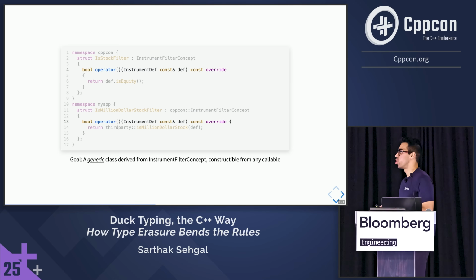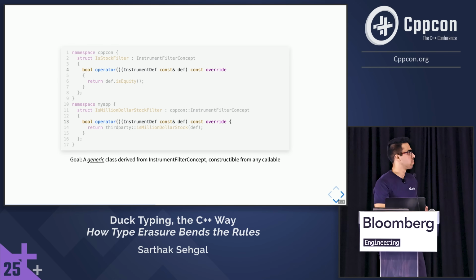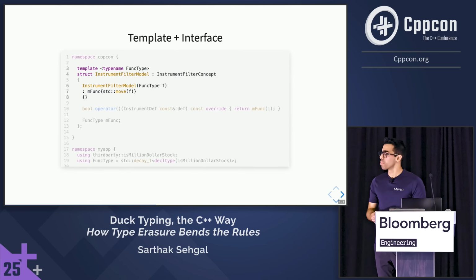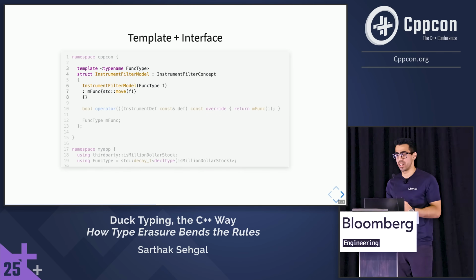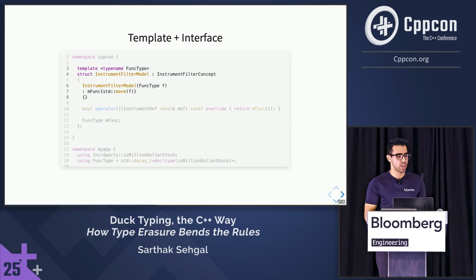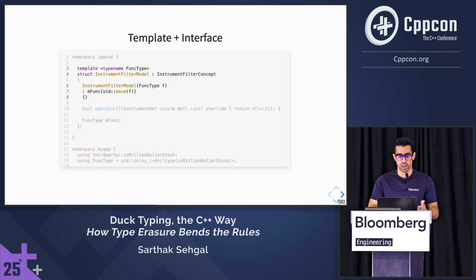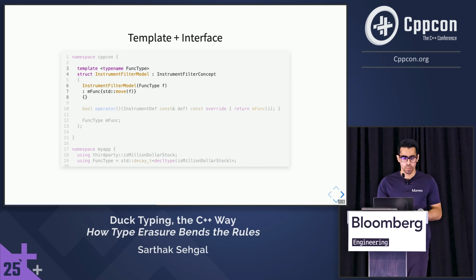So let's try to come up with a generic class that inherits from this instrument filter concept base class, and which is constructible from any callable. So we can use templates here and try to combine templates and inheritance together to address this. Here I have this instrument filter model class, which is a templated class, but it inherits from a non-templated class, which is the instrument filter concept. And this instrument filter model class basically accepts any function type. We can always have some constraints on it, but for the sake of this example, it's unconstrained. It doesn't have any constraints.